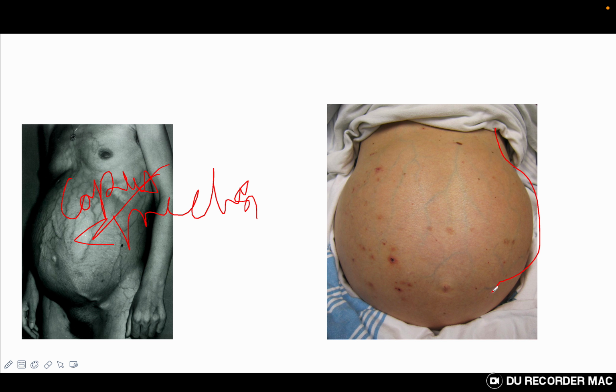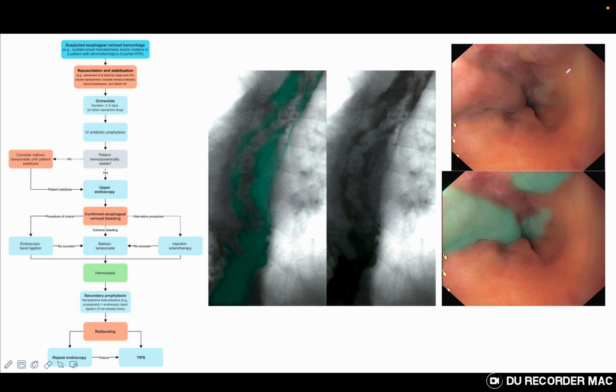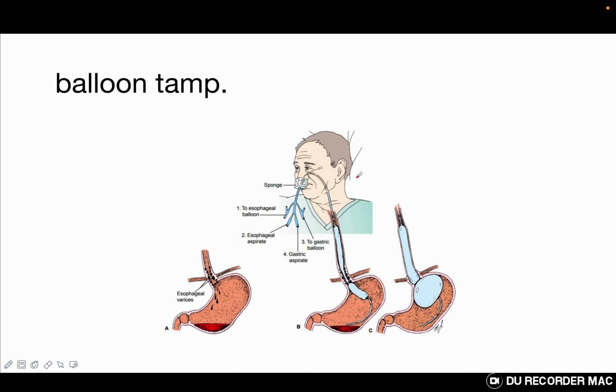And you can see the ascitic fluid inside of the abdomen, and you can see the caput medusa. Okay. You can see the variceal bleeding. Here is an image of them. Yeah? And you can see an X-ray with barium study.